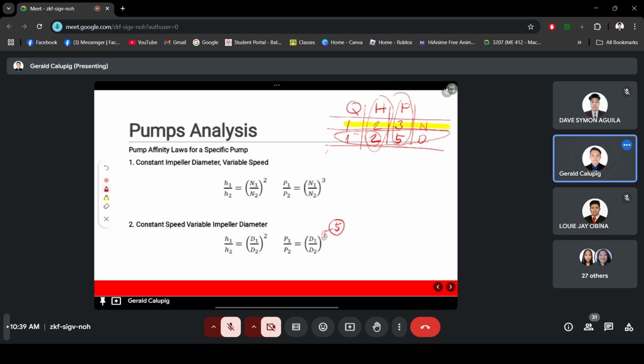Okay. For Q, same pa rin. You can have Q1 over Q2 is equal to D1 over D2, right? Same as our problem yesterday. Since you have the same cross-sectional area, you can possibly have the same Q, right?